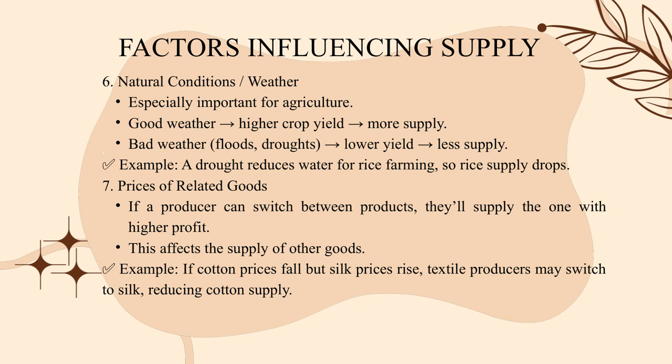When the weather is good, crops tend to have higher yields, meaning more supply available. Conversely, bad weather events like floods or droughts can lead to lower yields and thus less supply. For example, a drought can reduce the water available for rice farming, causing rice supply to drop significantly. Understanding these natural factors helps explain how supply can fluctuate based on environmental conditions.